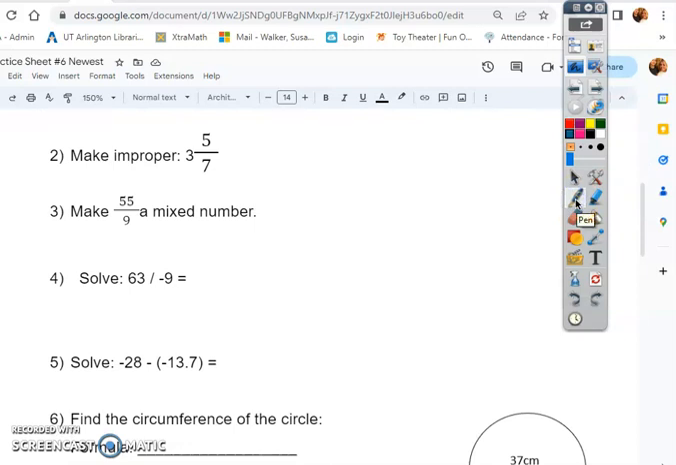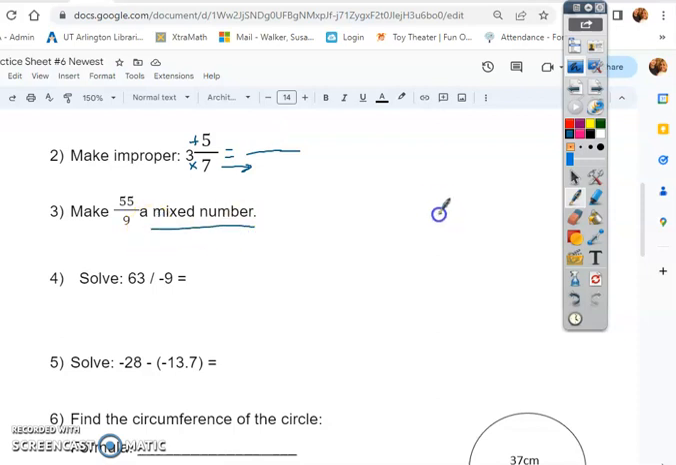Number 2, make improper. So remember Texas, TX, multiply and add. So remember the 7 is going to stay the same on the bottom, right? And you multiply 7 times 3, whatever you get, add 5 to that. That goes on top. That's our improper fraction. I hope you're listening so you know that.